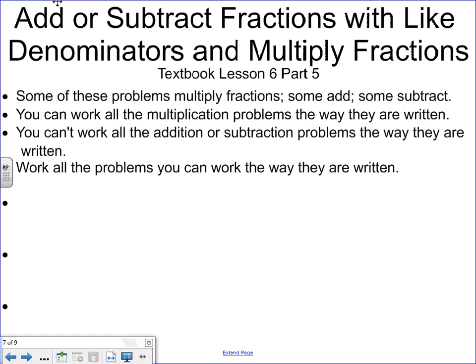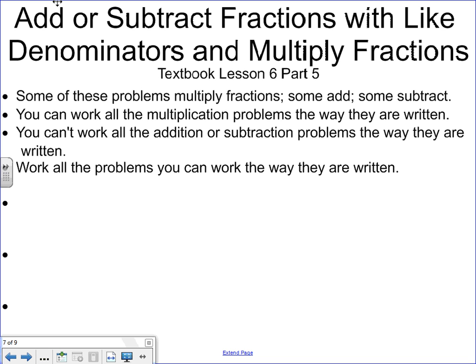Lesson 6 Part 5 says some of these problems multiply fractions, some add, some subtract. You can work all the multiplication problems the way they are written. Remember, multiplication doesn't care whether the denominators are the same or not. You just multiply across the top and multiply across the bottom. You can't work all the addition or subtraction problems the way they are written. Remember, for addition or subtraction, you have to have common denominators.